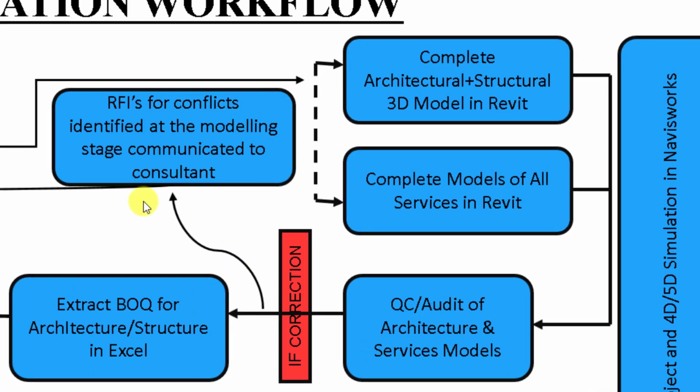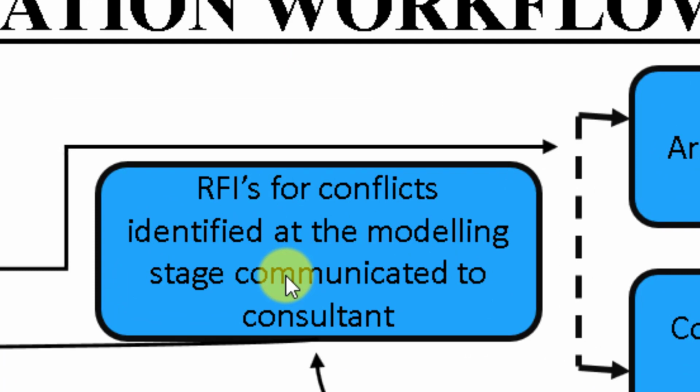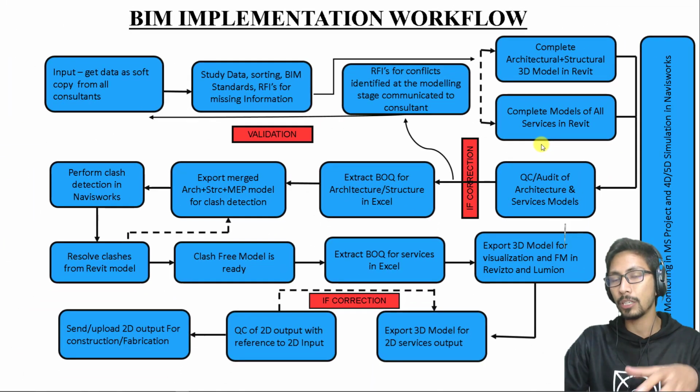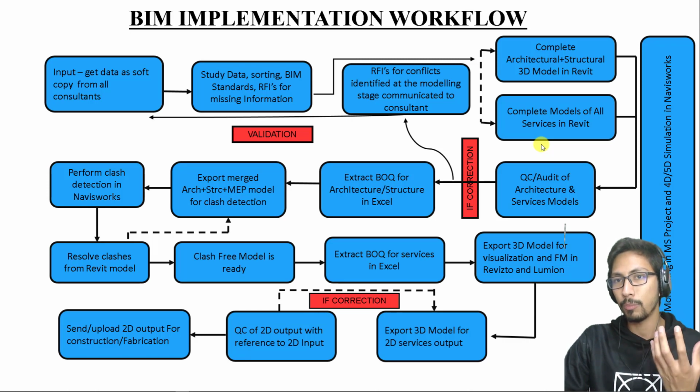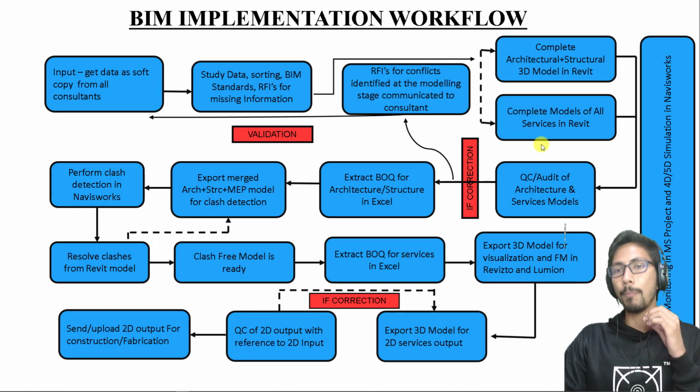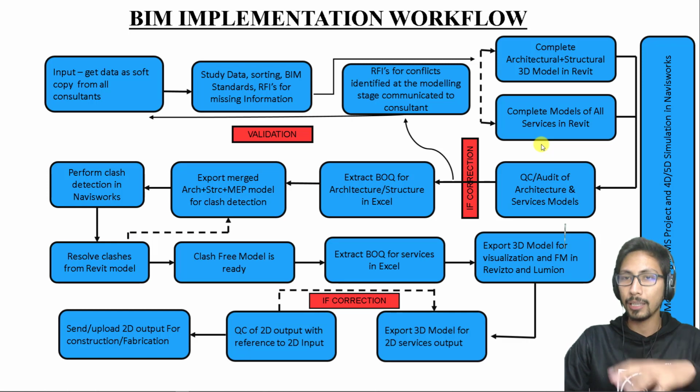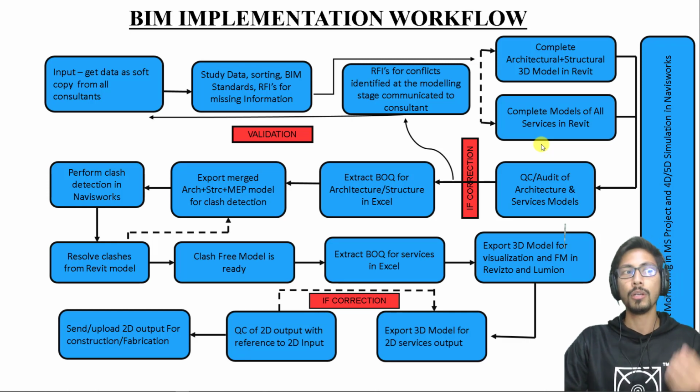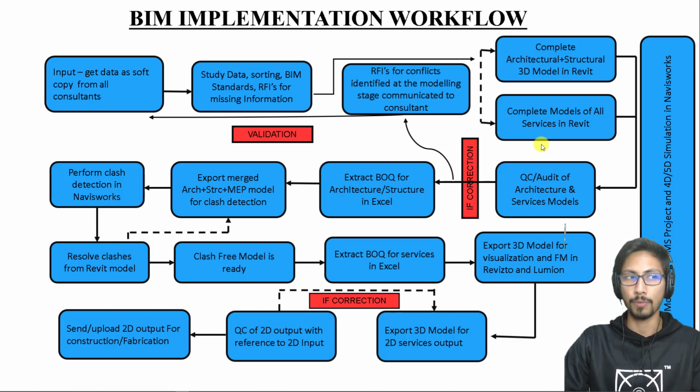Then if there is any conflict, we raise the RFI for conflict identified at the modeling stage, communicated to the design consultant. There may be a chance where you don't identify the missing information in the earlier stages. You may be identifying that information after doing the modeling part, because in the earlier stages all you have is a 2D CAD based drawing, right? But after the modeling you have an information rich model. So in the information rich model you are better able to visualize how exactly the building or the structure looks like. So you can raise the RFI at this stage as well.